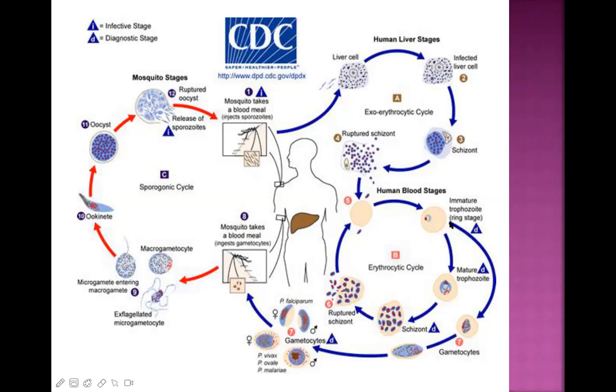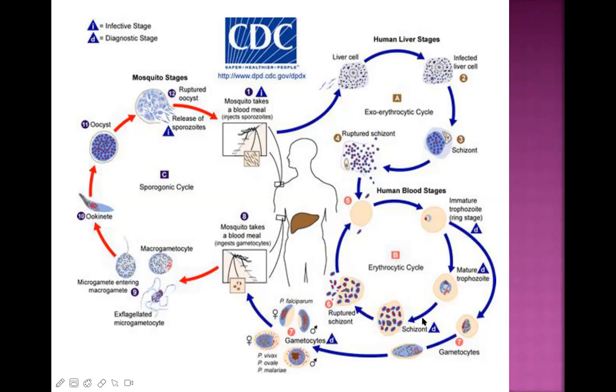Now, let's talk about the RBC cycle. This is known as the erythrocytic cycle. You can see right here. Now these merozoites will enter into the RBC. They will develop into different forms. Some are called trophozoite or ring stage. Here they develop into the mature trophozoite form.